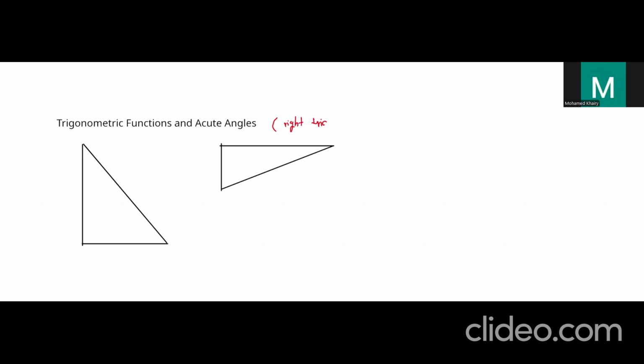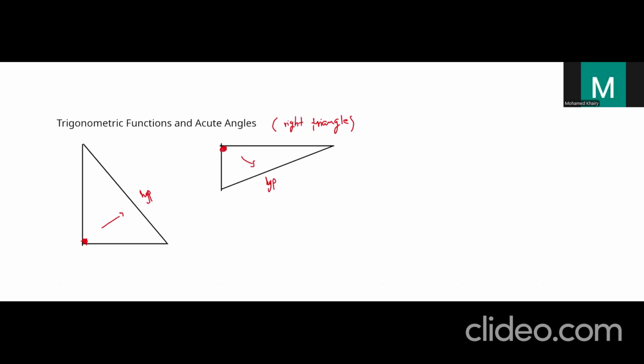Let's talk a little bit about the right triangle before we start. This is my right angle, and this is my hypotenuse. It's always the longest side, the side that faces the 90 degrees angle. Again, this is my right angle, and this one faces the hypotenuse, the longest side in our triangle.